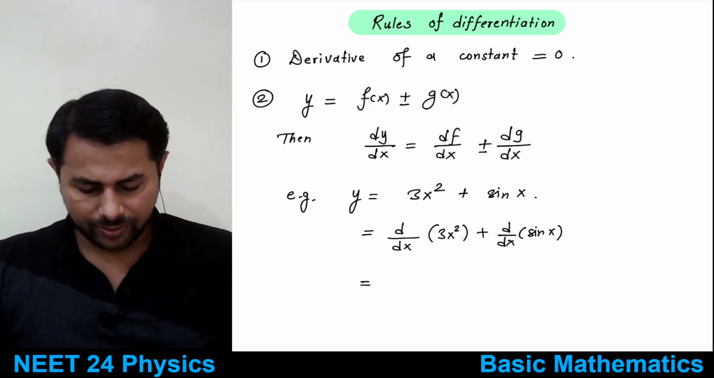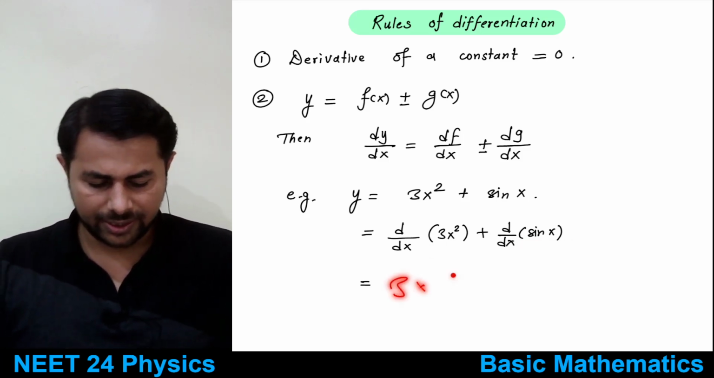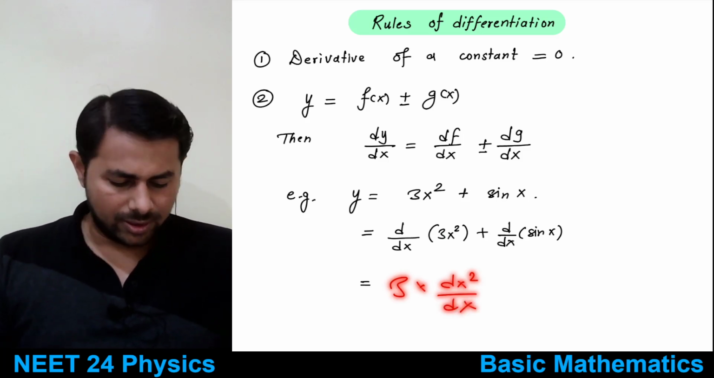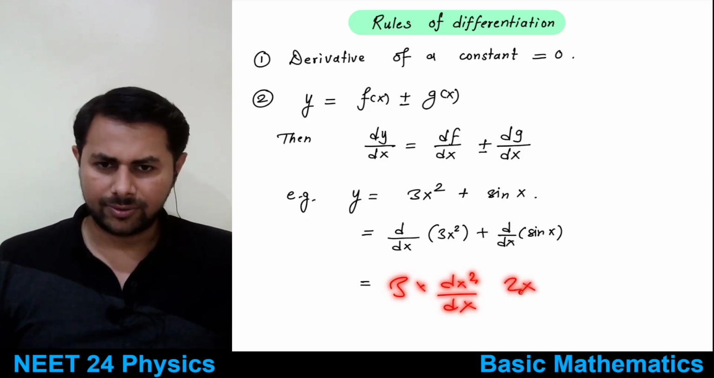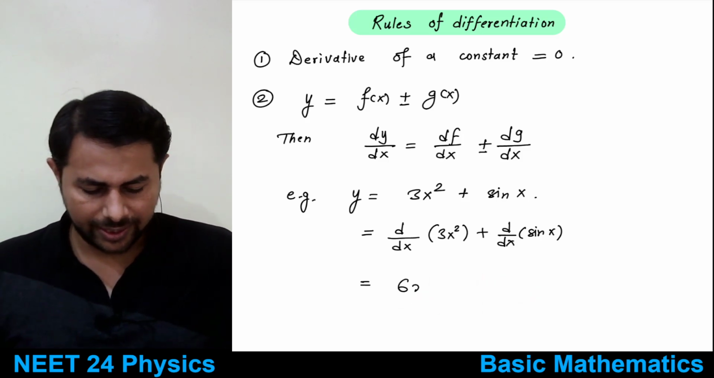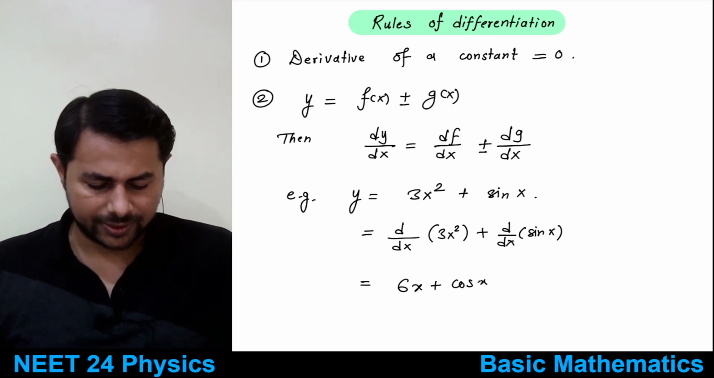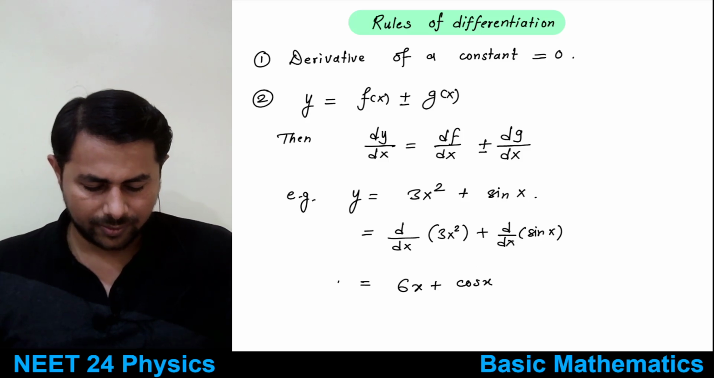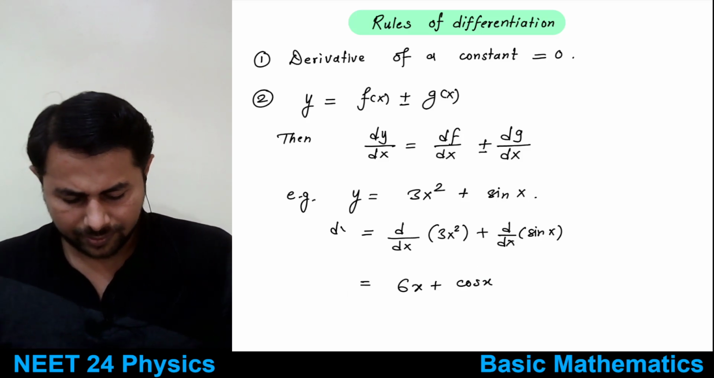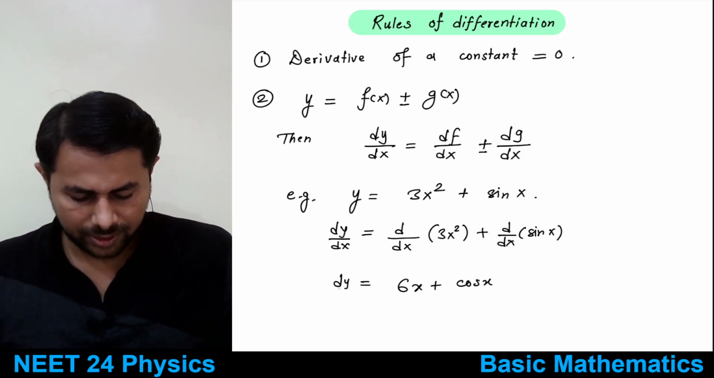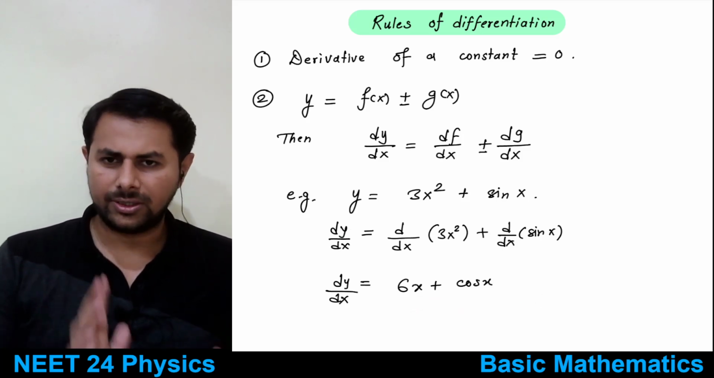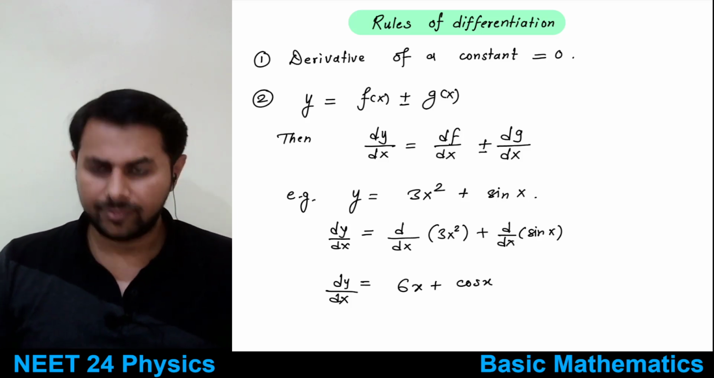So 3 will come out, then it is just the derivative of x square with respect to x, which we just found is equal to 2x. So 2x times 3 is 6x. So this is 6x plus cos x. That is your dy by dx. Very simple, addition or subtraction. This is a simple rule, right?